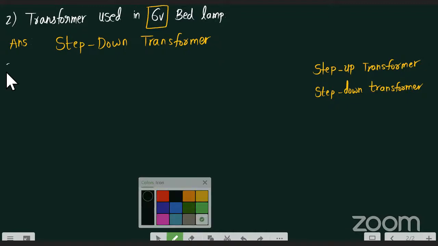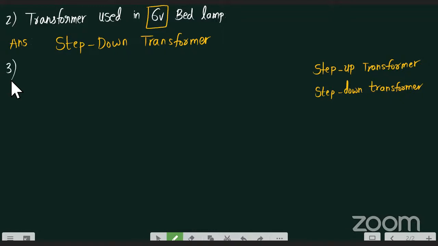Third important question from alternating current. What is that? What is the phenomena?